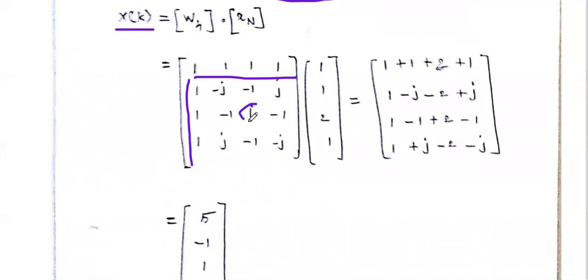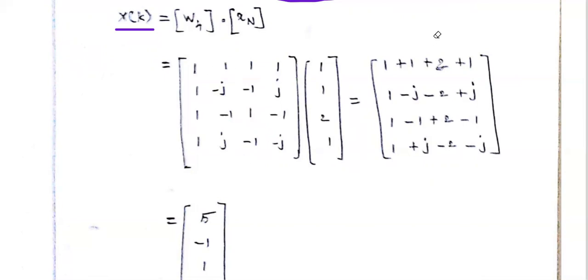In the 3 cross 3 matrix, the center element is 1. Then you see these 4 diagonal values are minus 1, minus 1, minus 1, minus 1, and these 2 diagonal values are minus j, and these 2 diagonal values are plus j. So the first row and first column are 1, the center value is 1, these 4 elements are minus 1, these 2 diagonal values are minus j, and these 2 are plus j. Just remember this 4 by 4 twiddle factor matrix.